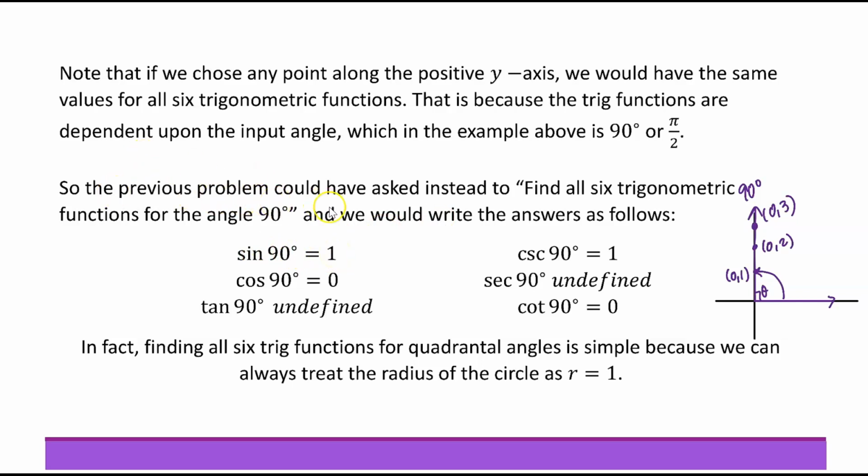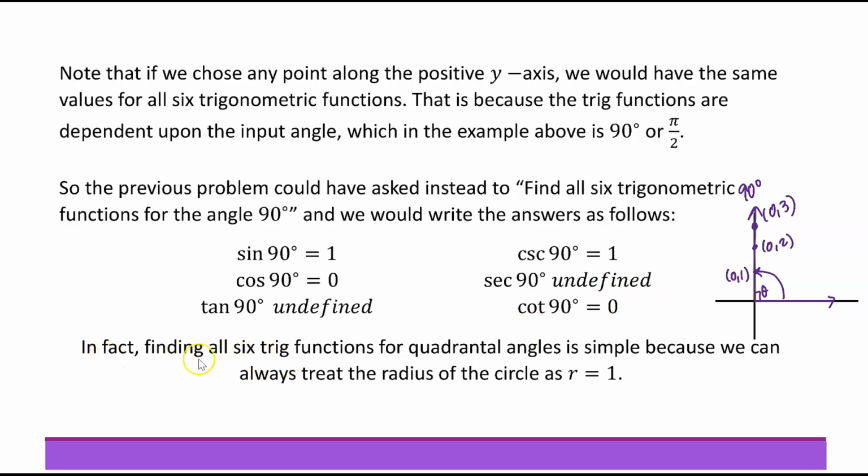So the previous problem really could have asked us instead to, quote, find all 6 trigonometric functions for the angle 90 degrees. And we would write the answers as follows. So it's just different wording here, but the idea is to understand that on the terminal side of the angle, I can really choose any point I want because the angle is the focus, right? It's dependent upon the angle that we've chosen.